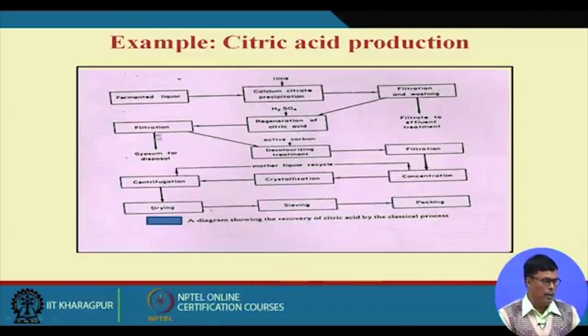help of a block. Like, this is fermented liquor we collected after the separation of the microbial cells, we get the filtrate, and this filtrate we treat with lime to precipitate out the citric acid in the form of calcium citrate. Then this calcium citrate is the insoluble mass that is to be separated with the help of filtration process. Then you wash this calcium citrate, so that the color partly can be removed. Then this is hydrolyzed in presence of H2SO4.